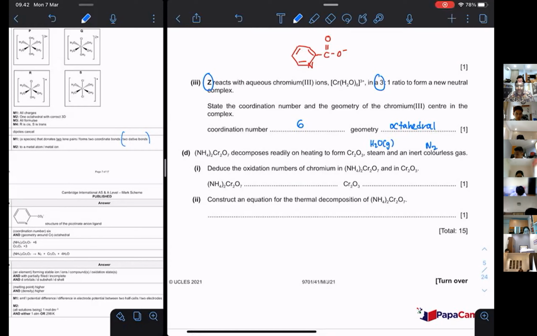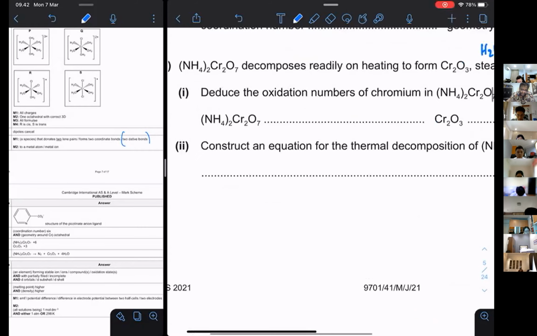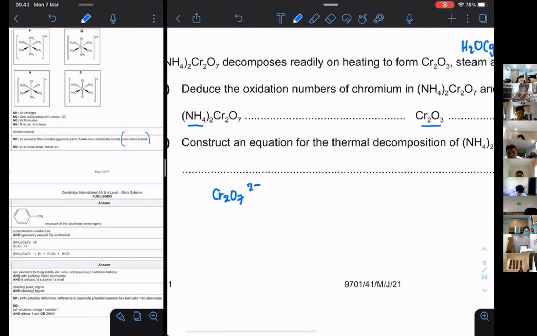So deduce the oxidation number. This is quite simple, the oxidation number of chromium. This is going to be a very important concept under redox. If you want to answer this question, there is a shortcut. Ammonium is going to be +1, so with ammonium 2, we know that Cr2O7 is 2 minus. No need to count everything. So we can just calculate together.